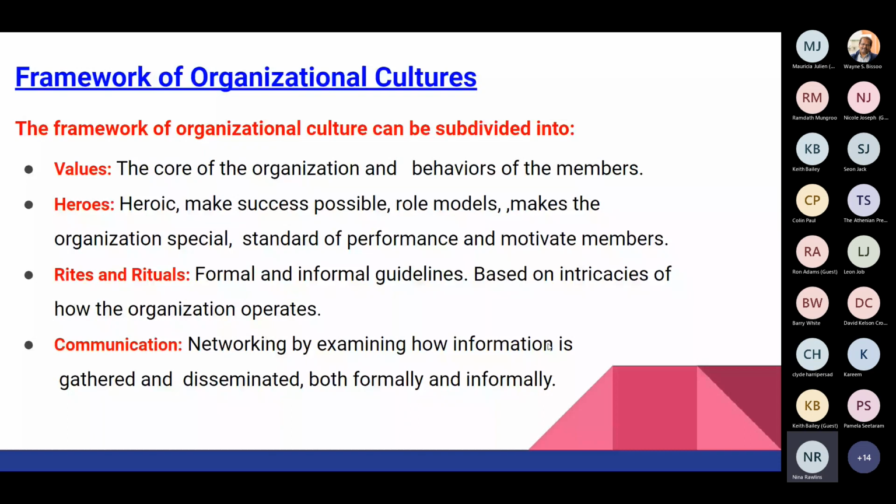And lastly, we have the communication. Communication is in networking, by examining how information is gathered and disseminated, both formally and informally. And this includes how the members should communicate, socialize, work, and play, as well as what action should be recognized and how they would be rewarded. And to go further into the communication aspect, we also examine some of the ways that messages are communicated in an organization. Firstly, we have the whispers in the workplace.